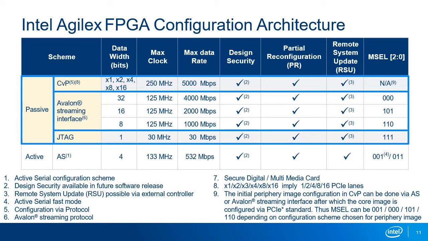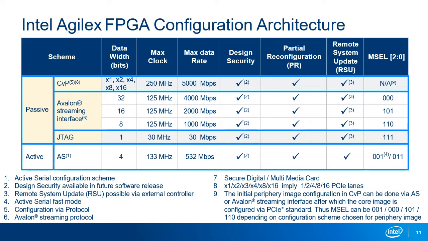The last passive configuration scheme is JTAG. As always, you can configure the Intel Agilex device using dedicated JTAG pins. At 30 megabits per second, JTAG is comparatively slow to other configuration methods. JTAG configuration has higher priority over other configuration schemes and is always available irrespective of MSEL settings. More details are covered in the JTAG slide.